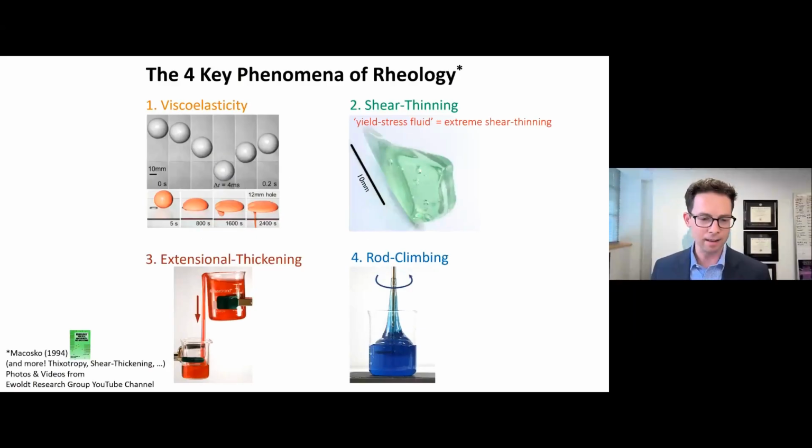On this next slide, I share with you what I learned from Chris McCosco in his book, published in 1994, on the 4 key phenomena of rheology. Of course, there are even more than this, but these are 4 important ways that fluids become complex. The first is viscoelasticity, or time dependence. The second one is shear thinning. That's the most common one you might see at a conference like this, and maybe the one you were first introduced to when you were learning fluid mechanics. But there are others. Extensional thickening is shown with the red liquid there, which self-empties, and the rod climbing, which is the generation of normal stresses, even though the flow is primarily shear.